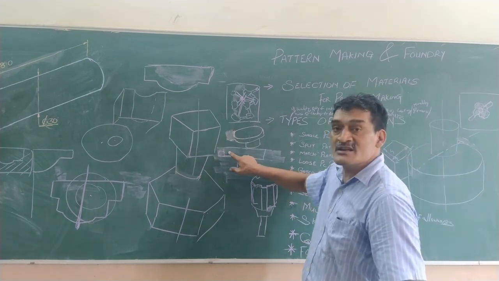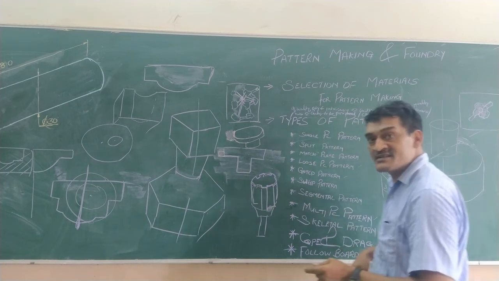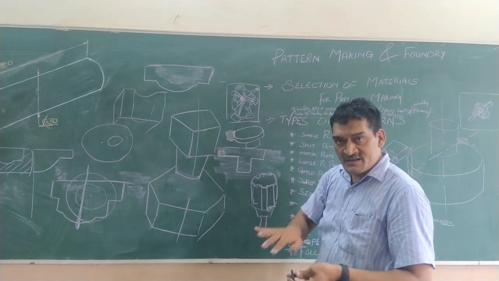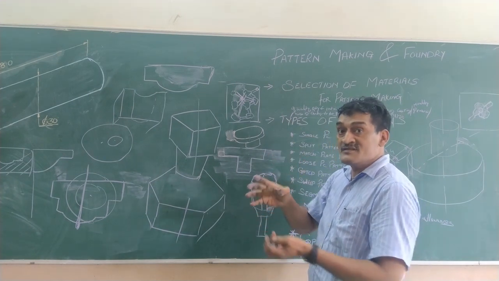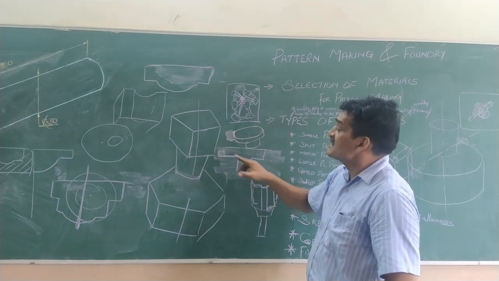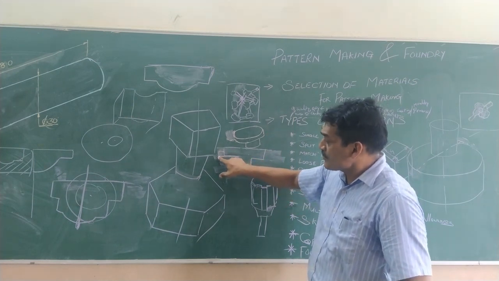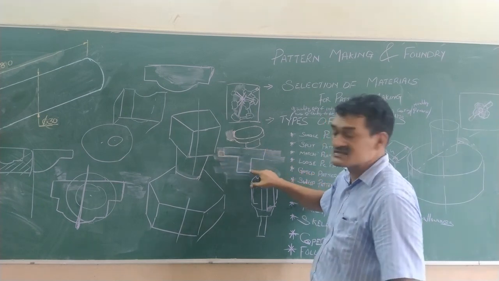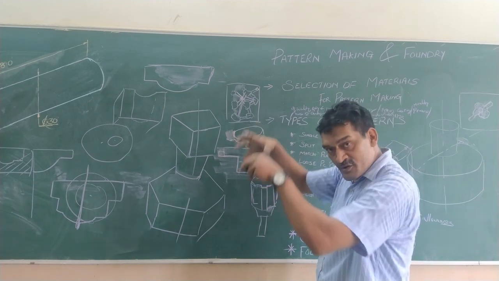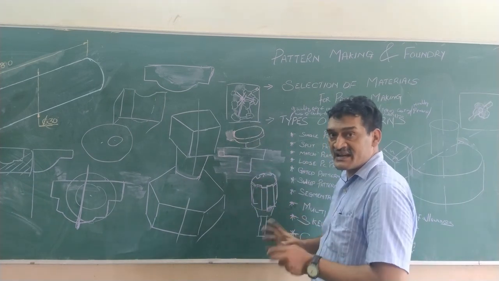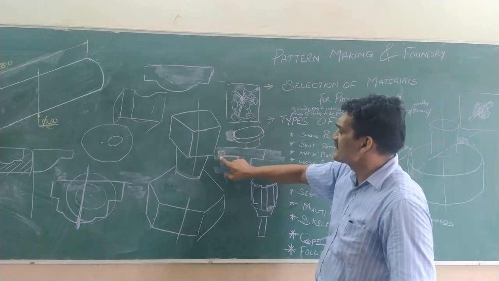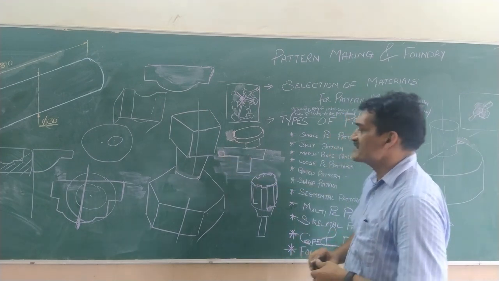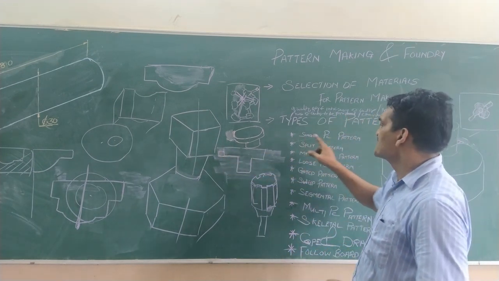So the difference between a loose piece pattern and a split pattern. Split pattern, one part is in the cope, the other part in the drag, in which they are separate. In this, both are in the drag. The loose piece as well as the main piece, main pattern. They are both in the drag. So, when both are in the drag, we call this a loose piece pattern. What's the difference between this and a single piece pattern?